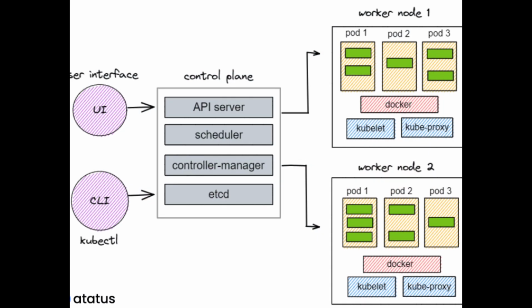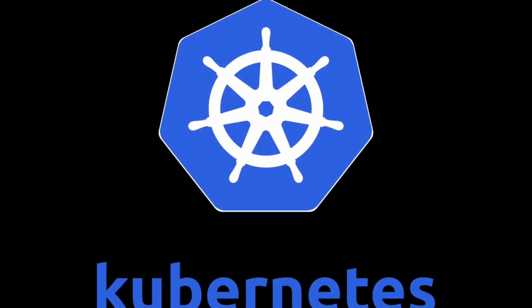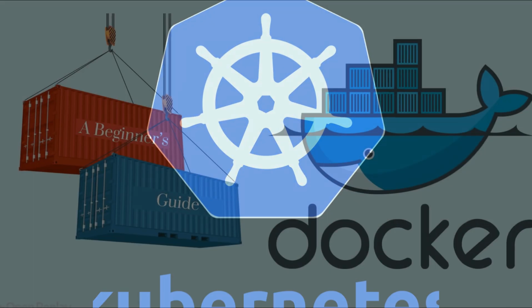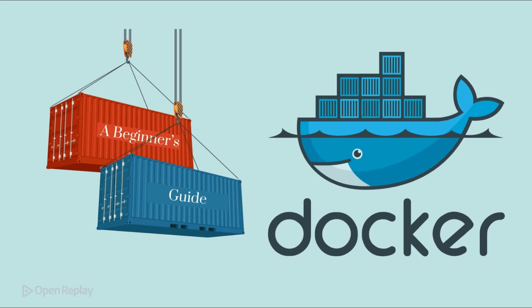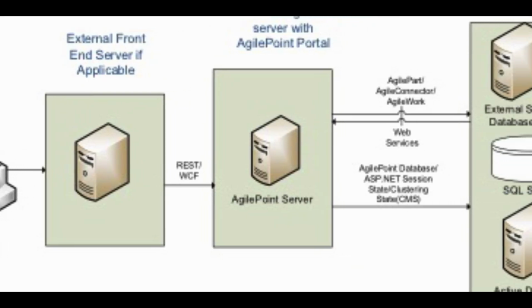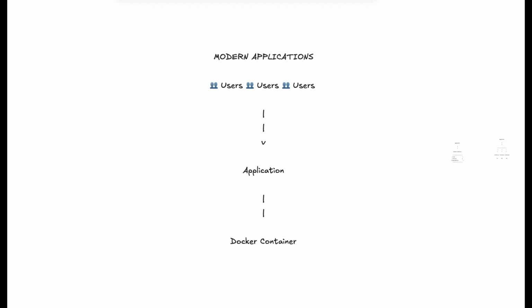The answer involves a technology called Kubernetes. Before understanding Kubernetes, we need to understand containers. Traditionally, applications were deployed directly on server environments. If the environment changed, applications could behave differently. Hence, containers solved this problem.